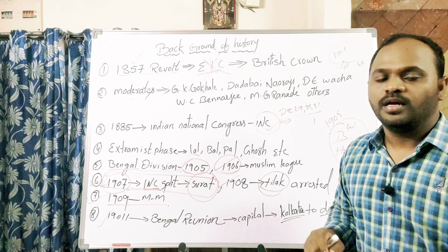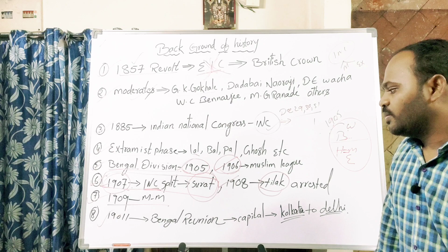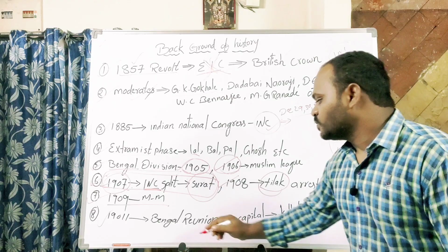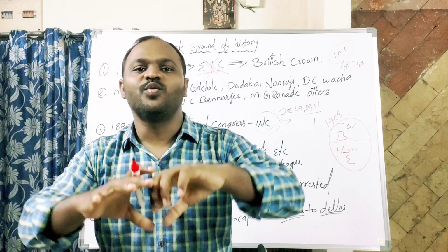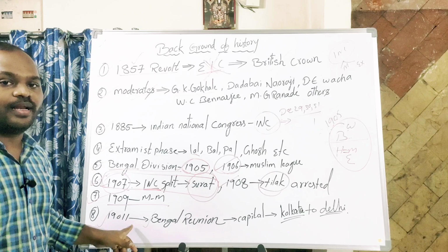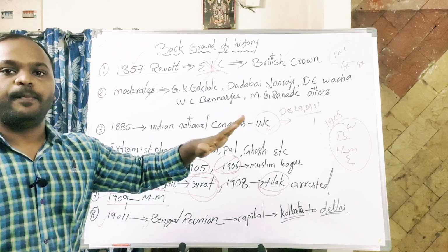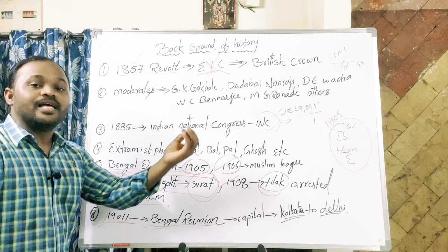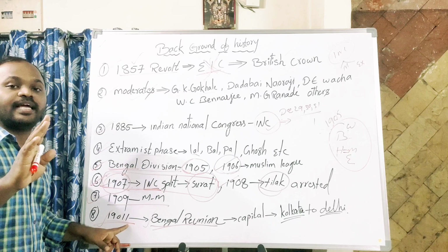And in the year 1911, the British finally bent their head and said that we are going for Bengal reunion. Bengal reunion means what? In 1905, Bengal was divided into two parts. But in 1911, the two parts merged again into a single state called Bengal. That is called, in 1911, Bengal reunion, because Indians fought with the British from 1905 to 1911 and finally achieved this.